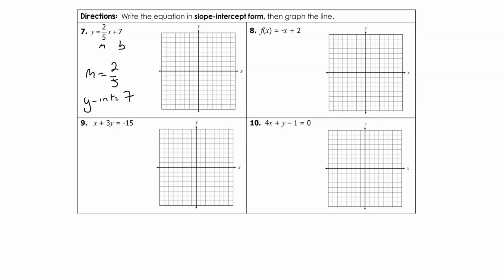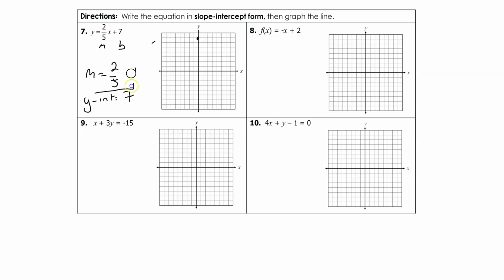Now, if you remember how to graph a line, we always start at the y-intercept, which is 7. So I go 1, 2, 3, 4, 5, 6, 7. Now, this slope, this 2/5 means I'm going to go 2 up and 5 to the right. But notice, if I go 2 up and 5 to the right, I wind up somewhere over here off the graph. So it doesn't really help. So we have to learn that we can go backwards. So instead of going 2 up and 5 to the right, I'm going to go 2 down and 5 to the left, because that would be the opposite.